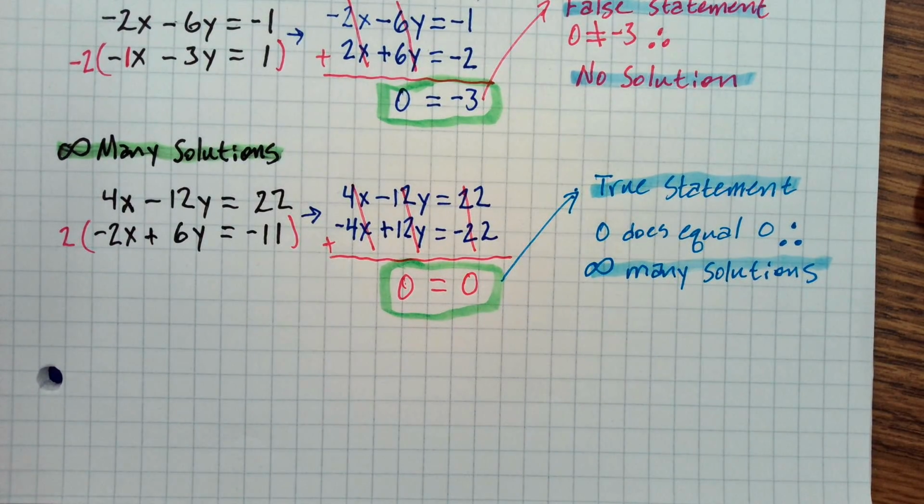Okay? All right, so that's the notes. The assignment is on Delta Math, and basically that's what you're going to be doing, determining if you have one solution, no solutions, or infinitely many.